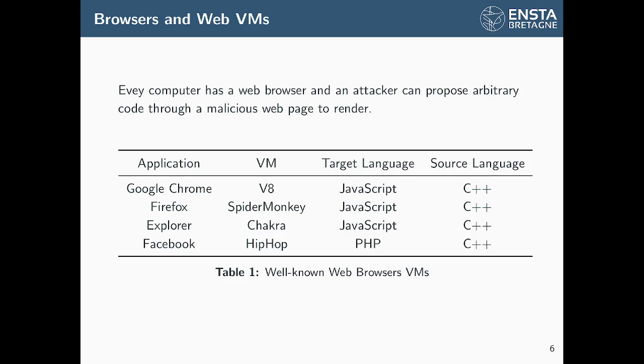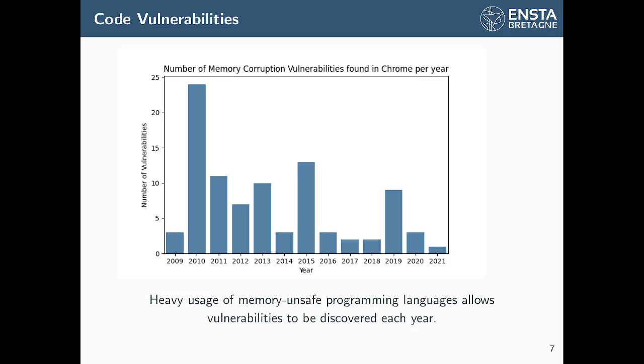So the thing is, there is a heavy usage of memory-unsafe languages, so C or C++, in virtual machines, because they are complex pieces of software that need to perform both very high-level tasks and very low-level tasks, such as, for example, the JIT compilation that needs to produce machine code. So this leads to a list of vulnerabilities.